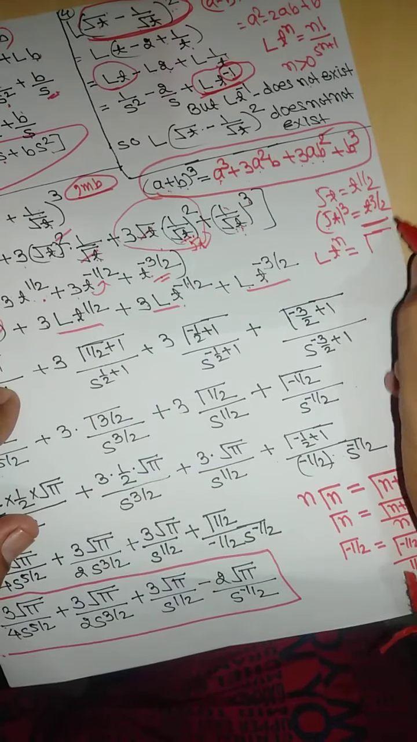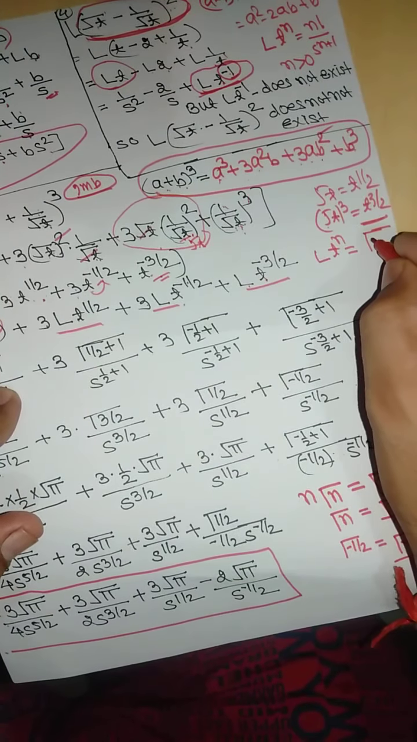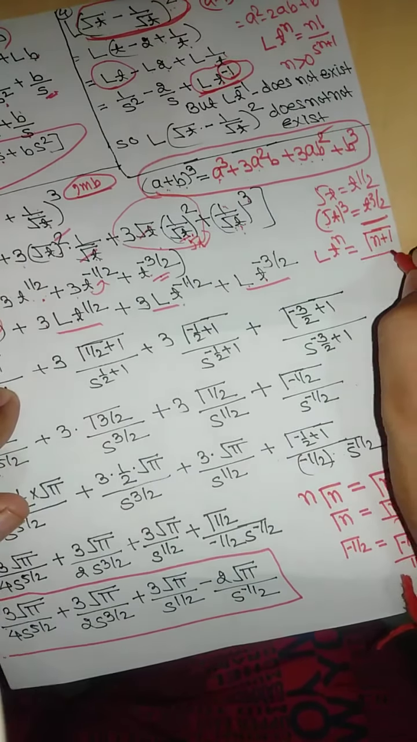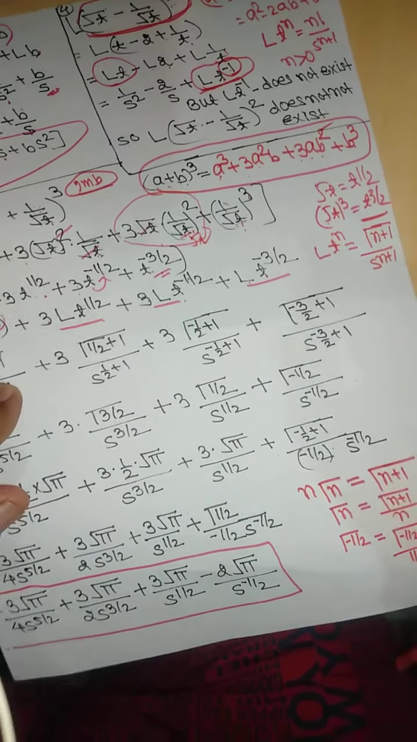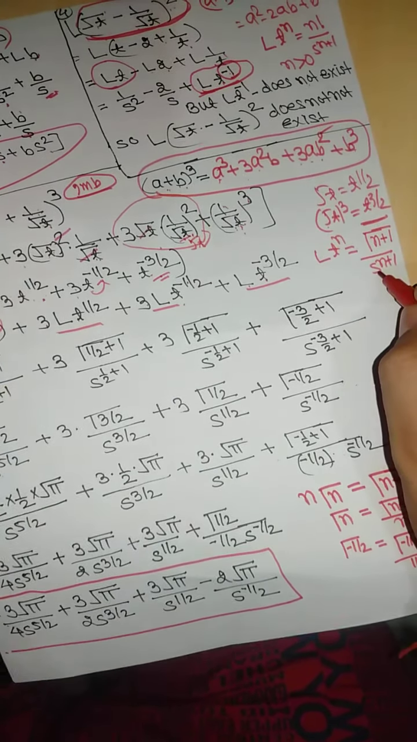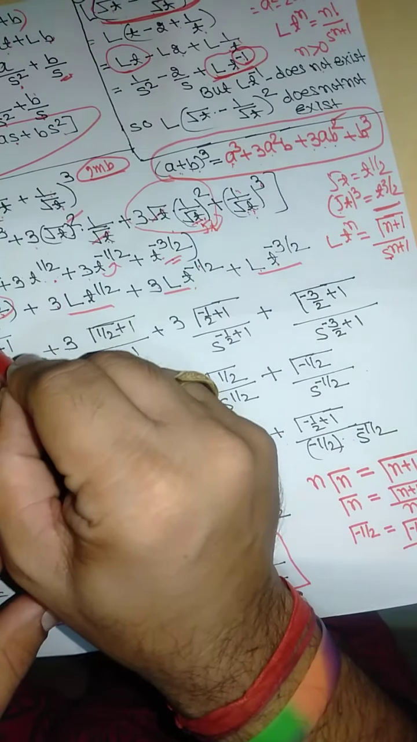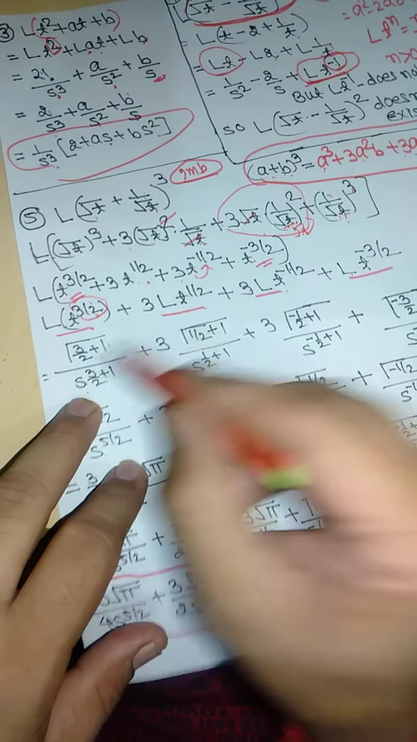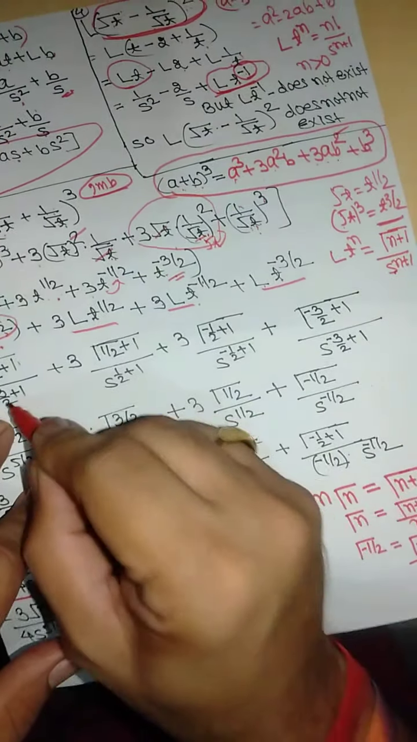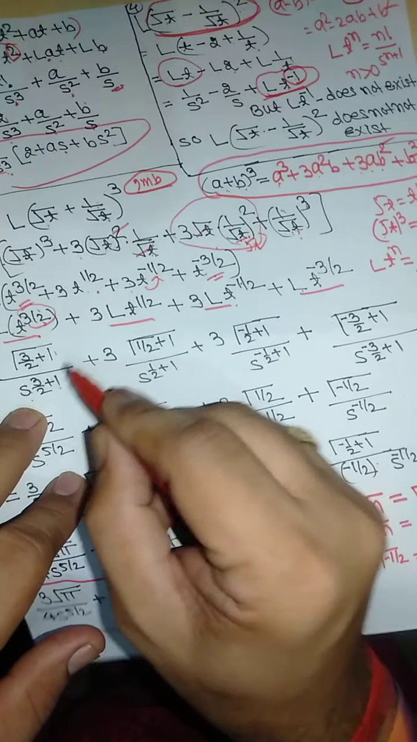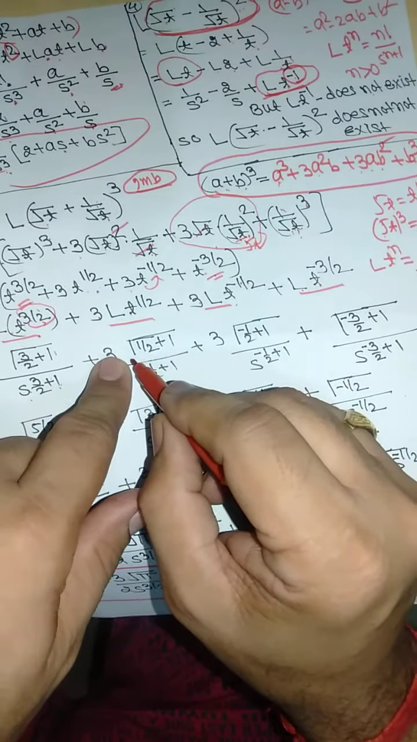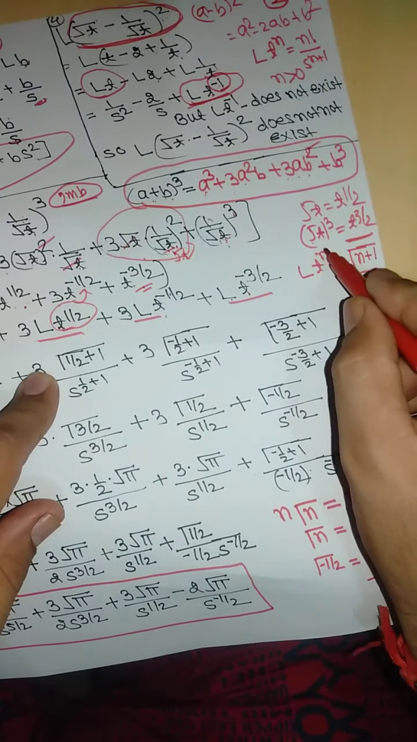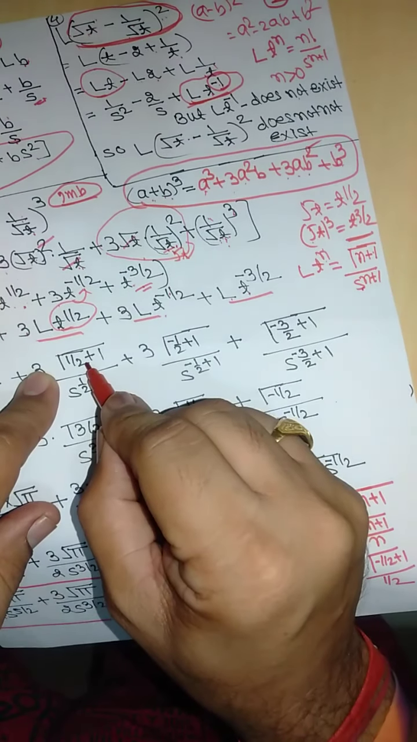What is that? L of t to the power n in the gamma form we had already seen: L of t to the power n is equal to gamma of n plus 1 upon s to the power n plus 1. This is right. So using this, here n is equal to 3 by 2, that's why gamma of 3 by 2 plus 1 upon s to the power 3 by 2 plus 1. Is it okay? Next, 3 times similar: here again n is equal to 1 by 2, put it in this formula, gamma of 1 by 2 plus 1.